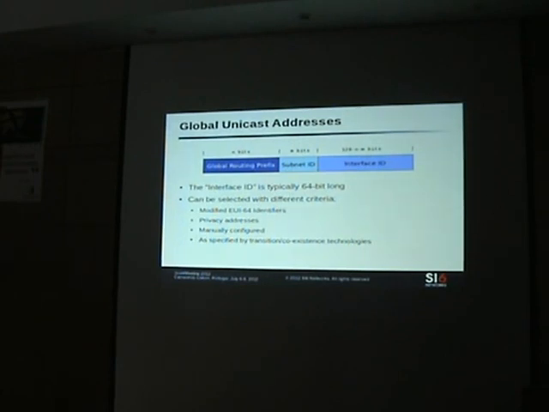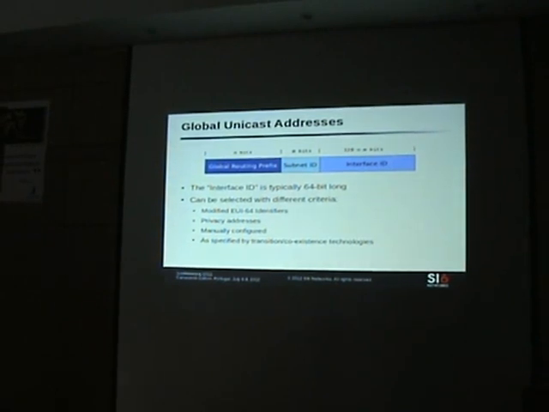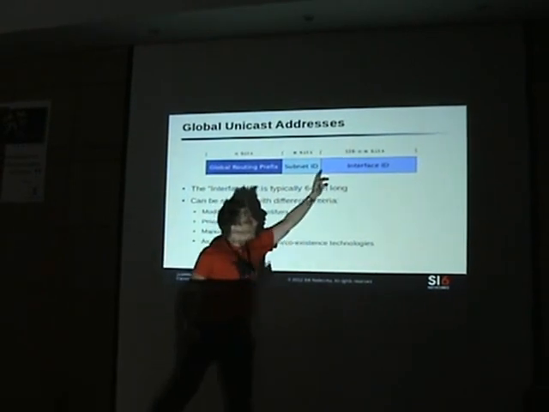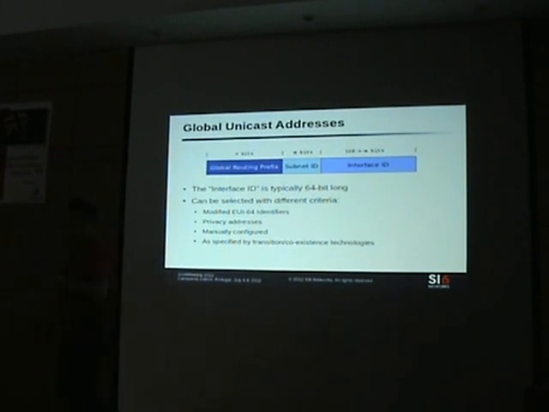Essentially, you have a global routing prefix that is assigned by your upstream, same thing as with IPv4. Then you have a few bits for the subnet ID, and then you have typically 64 bits here, which are called the interface ID, which is what you probably know as the host ID in the IPv4 world.